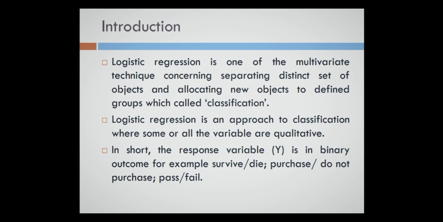But we can also separate distinct sets of objects and allocate a new object to a defined group, which is called classification. Same as discriminant, we can also classify a new object or newcomers to which group, the first or the second group, for logistic. For discriminant, the categories of y can be more than two, but for binary logistic regression, there are only two groups or two levels.